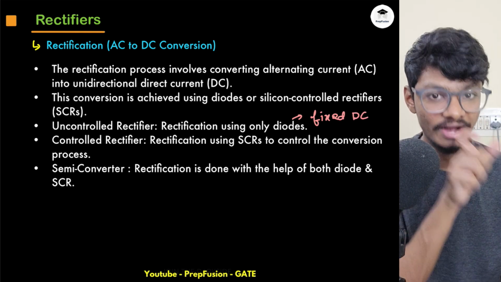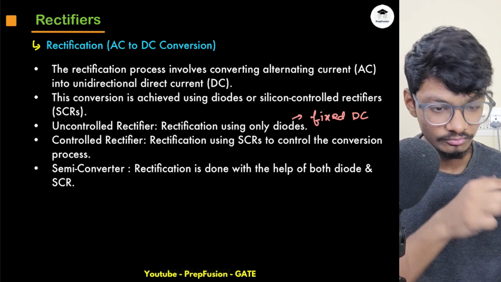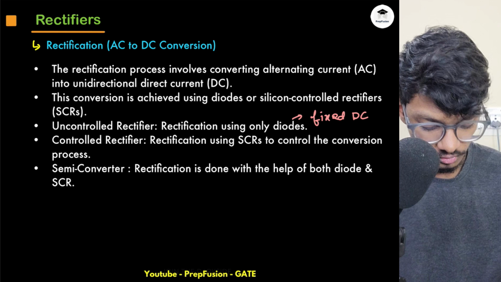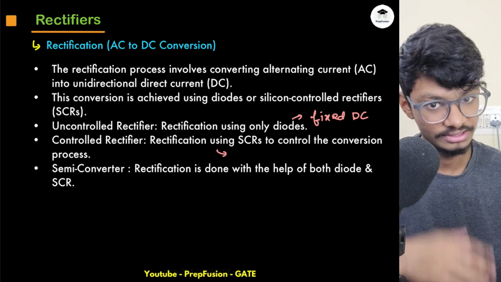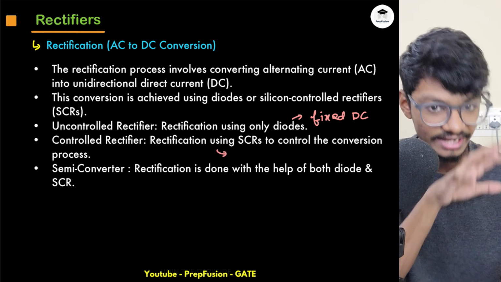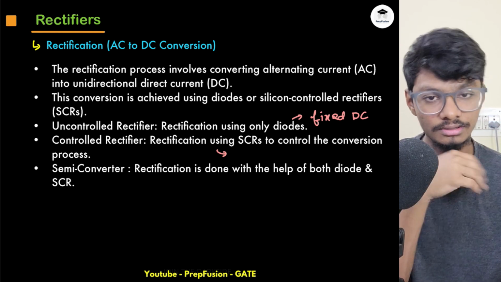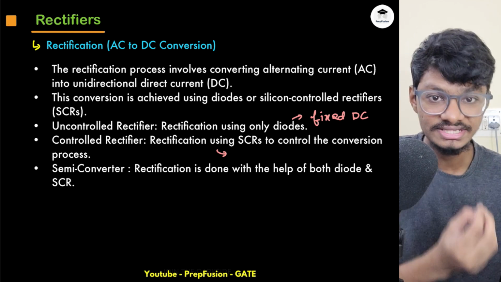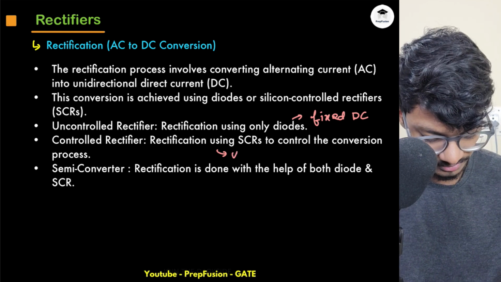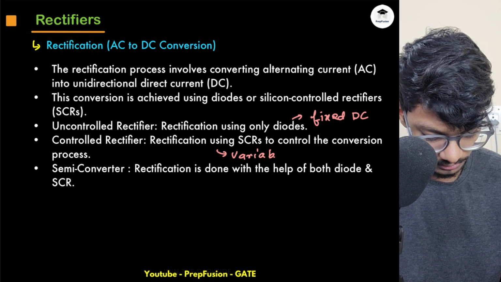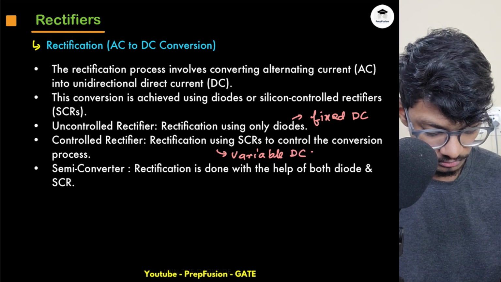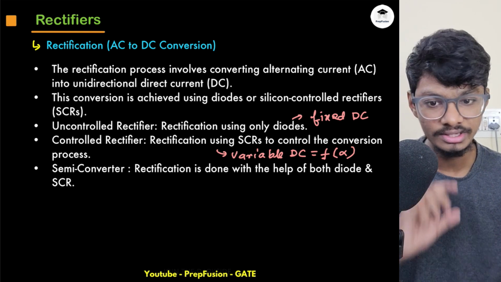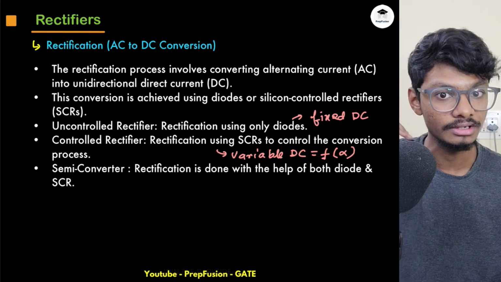Controllable means that with the help of the firing angle, alpha, we trigger the SCR at an angle alpha when it is in forward blocking mode. With the variation of alpha, we can control the amount of DC that we will get at the output. So we will get a variable DC, which is a function of firing angle alpha. That's why the controlled and uncontrolled distinction comes, and controlled is better.